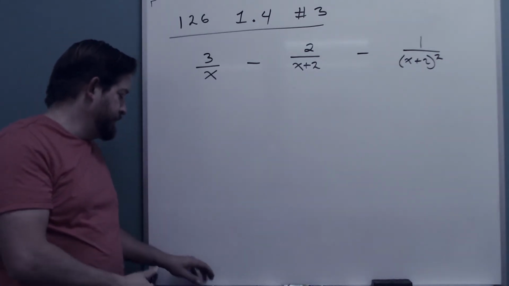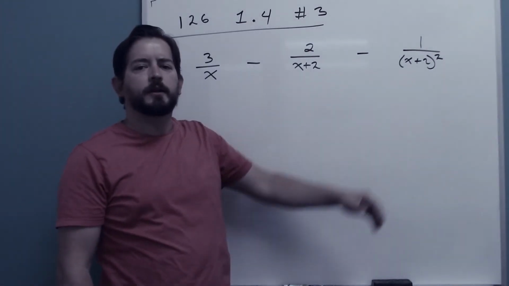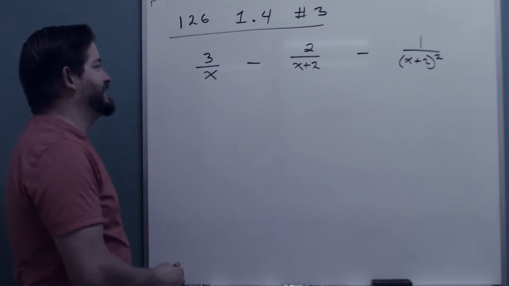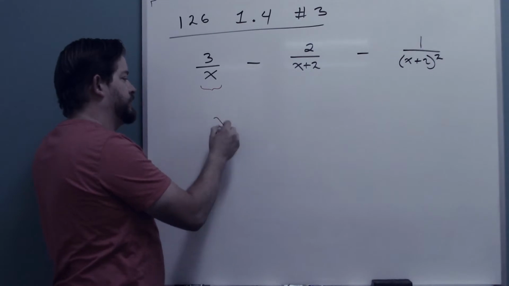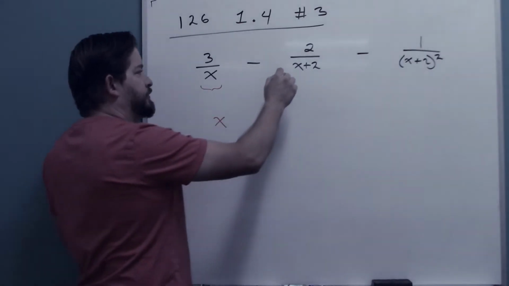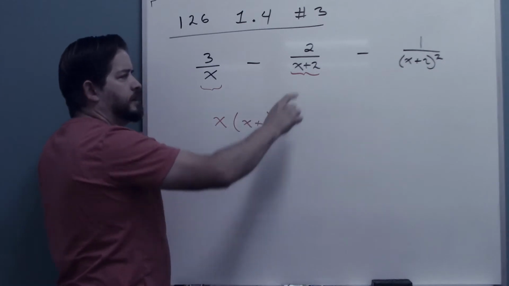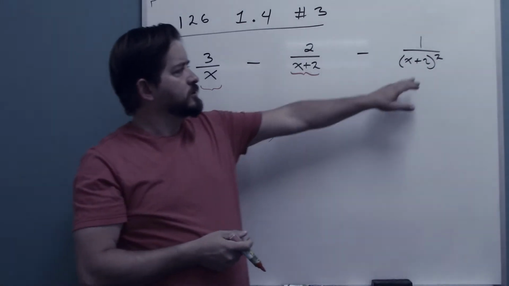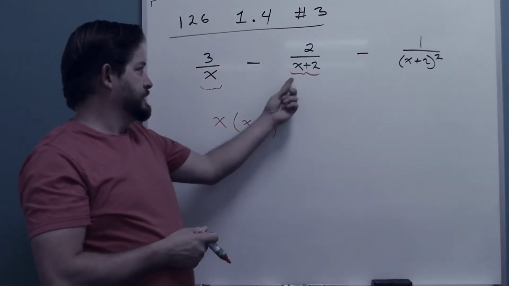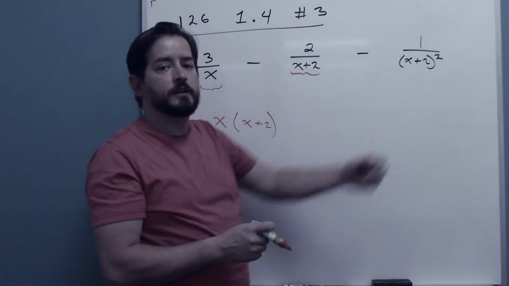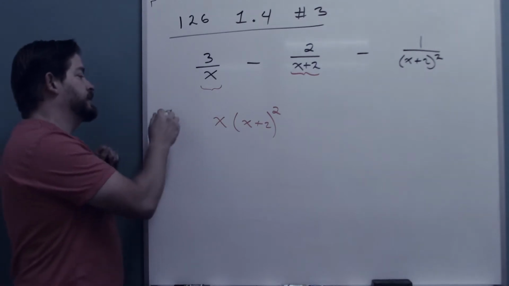But in order to add fractions, they all have to have a common denominator, so I need to figure out what that common denominator is. And I have a factor of x here, so my denominator has to have an x. I have a factor of x plus 2, so I also have to have a factor of x plus 2, but I also have to have x plus 2 squared. But that doesn't mean I need an x plus 2 and an x plus 2 squared. This x plus 2 is just repeated over here, so really I just need the x plus 2 squared. This is my lowest common denominator.